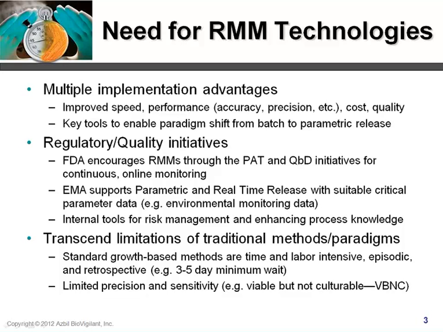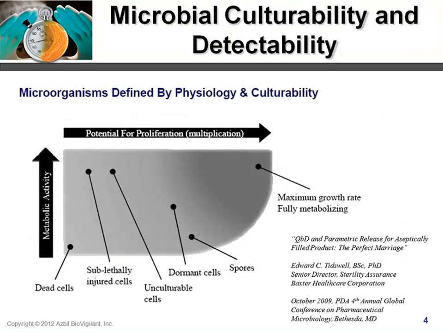CFU is the unit of measure that everybody is familiar with for detecting microbes, but the mechanism for measurement in some RMM technologies is very different than observing an actively growing colony on a growth plate. And this difference engenders one shift from your traditional techniques, which is the ability to detect VBNC, also known as viable but not culturable microbes.